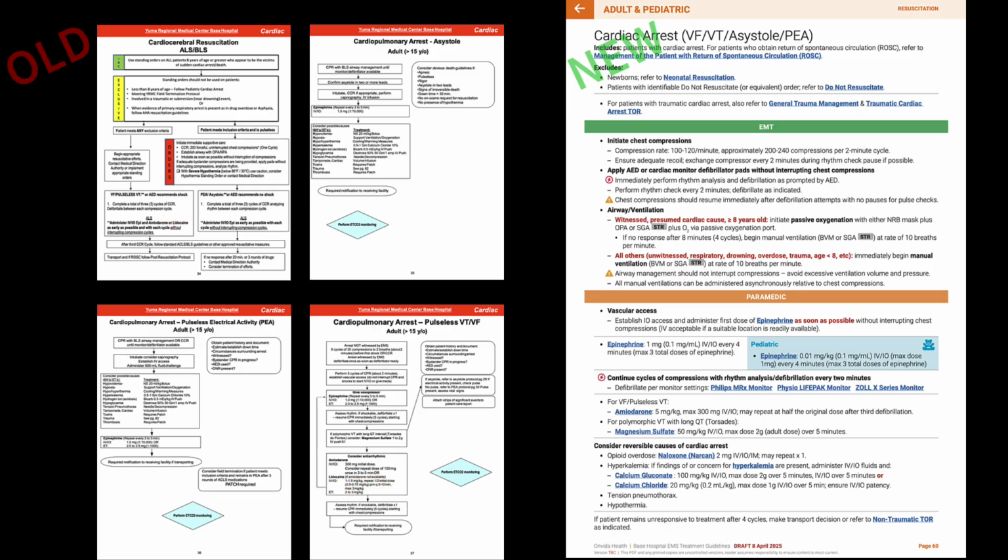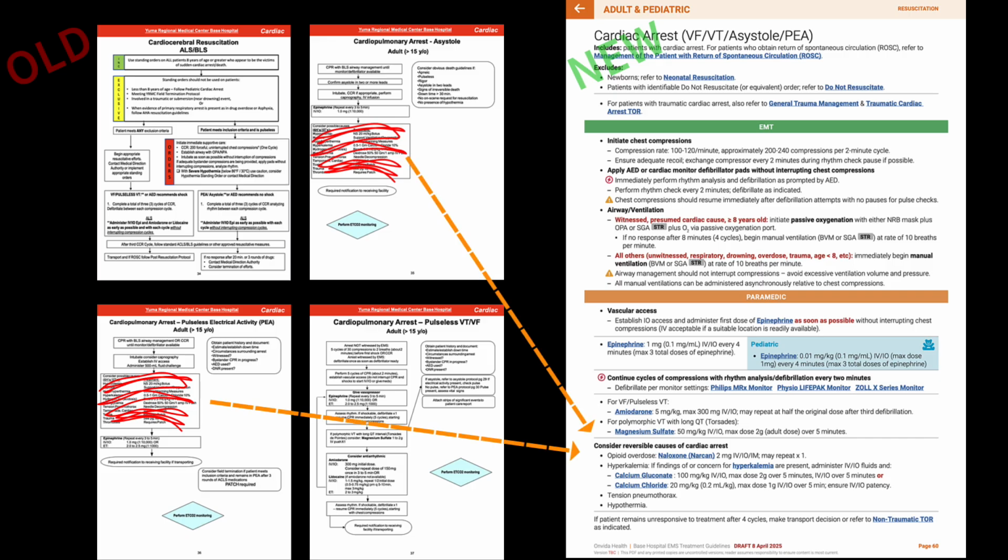Next, we de-emphasize these lists of the 6 H's and 5 T's differential diagnoses for cardiac arrest. The reality is that there's only a few of these that can even be addressed by EMS, and so dedicating time and focus to the others doesn't really help that much. You can see the section for considering other reversible causes here, along with their treatment options.